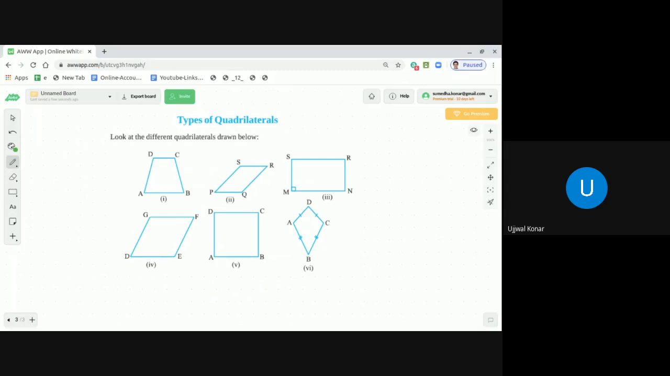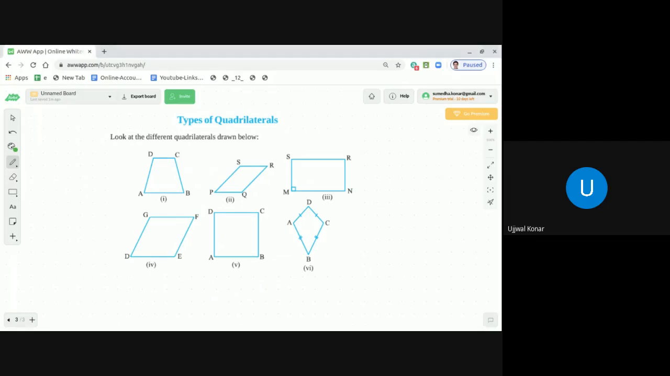Now let us focus on them one by one. Look into the first one, dear students. Could you please tell me what the first figure is? Sir, it's a trapezium. Trapezium, correct. So what is a trapezium? A trapezium is a quadrilateral with a pair of parallel sides. Correct, no? So what we understood is that a trapezium is a quadrilateral with a pair of parallel sides.